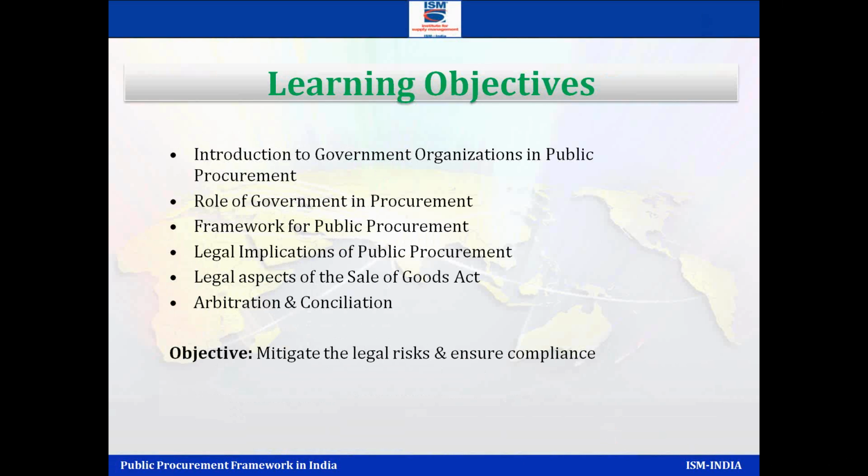arbitration and conciliation. So broadly, when we talk of a framework, the objective is to mitigate legal risk and ensure compliance. You know very well that when you're signing a big contract, there is potential for legal risk. There could be a protest from a supplier, or the goods which were supposed to be delivered were never delivered in time. All this leads to legal disputes.